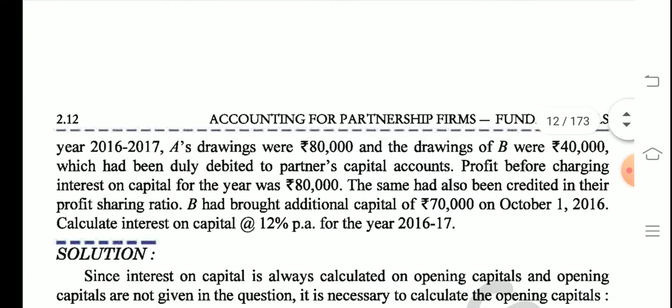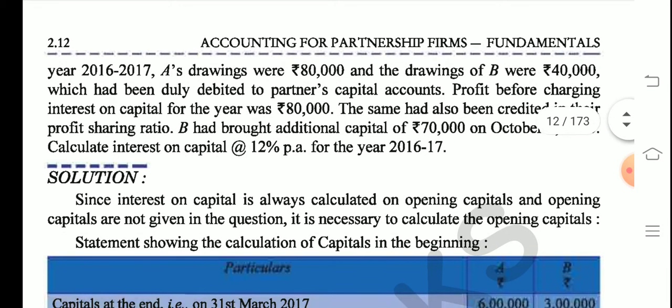During the year 2016-17, A has withdrawn 80,000 and B has withdrawn 40,000. By now you know that when partners withdraw something, their capital actually changes, which has been duly debited to the partners' capital account. Profit before charging interest on capital was 80,000.